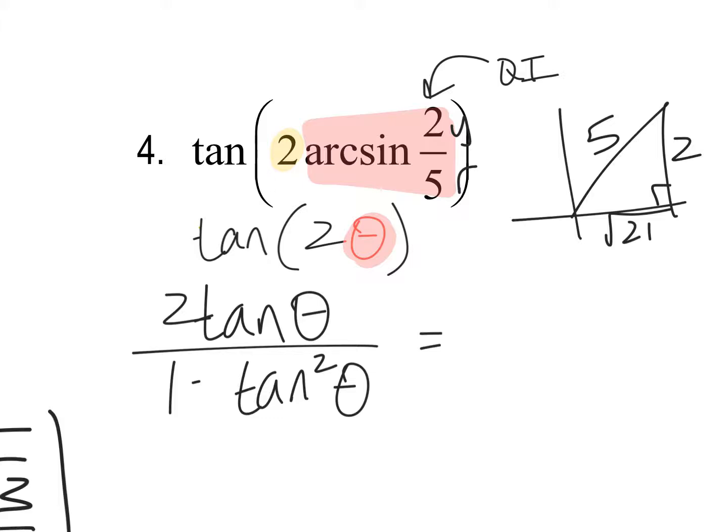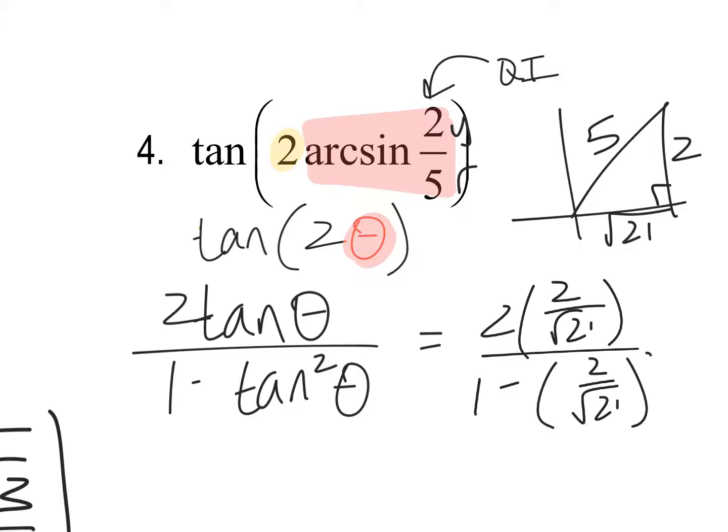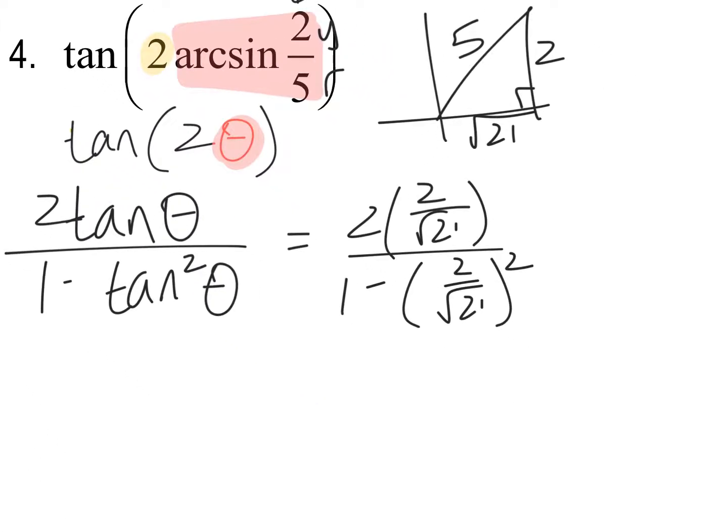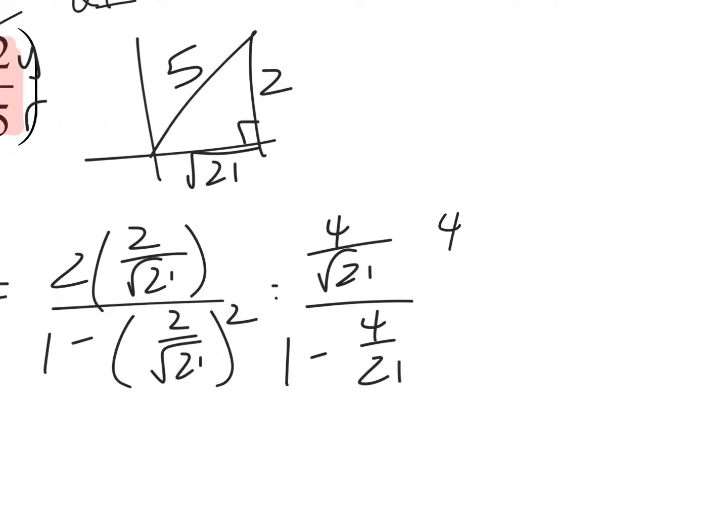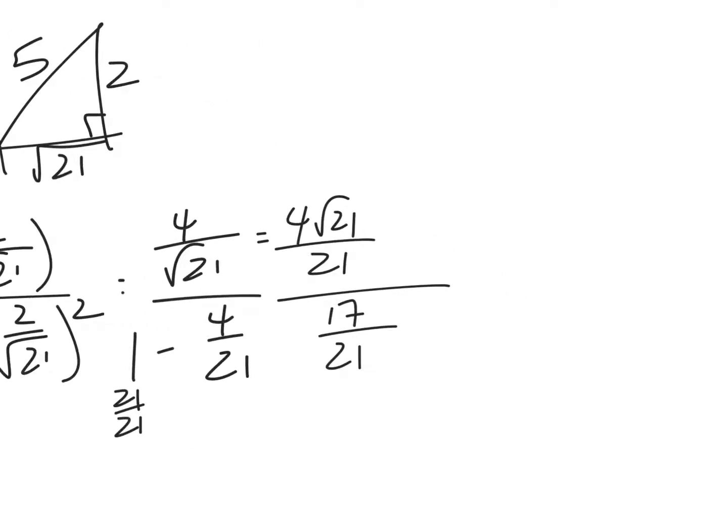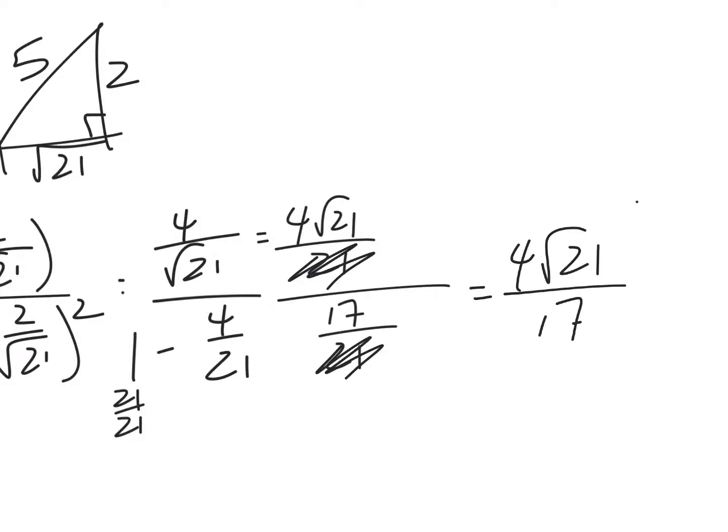Okay, so 2 times tangent of theta is 2 times 2 over root 21, and then 1 minus 2 over root 21 squared. So algebraically, this is going to be a little bit tough to simplify. This is 4 over root 21, and then the denominator is going to be 1 minus 4 over 21. What I'm going to do here is rationalize my numerator, so it's 4 root 21 over 21, and this is, when I simplify, 17 over 21. Your 21s are going to cancel when you flip and multiply, so our final answer is 4 root 21 over 17.